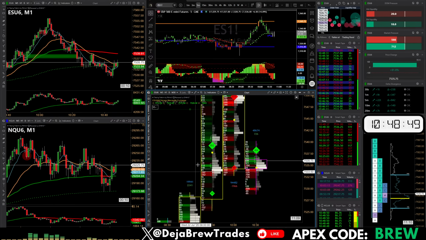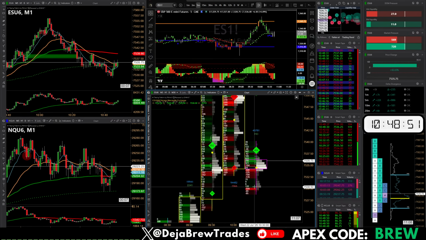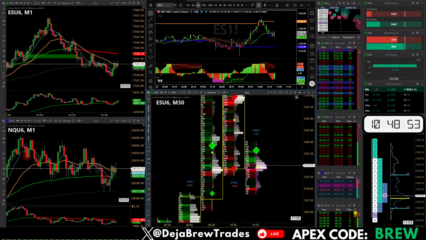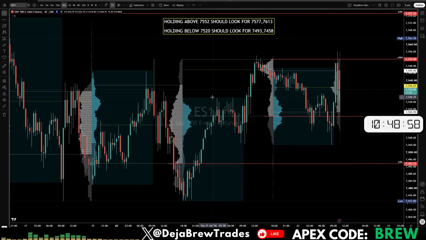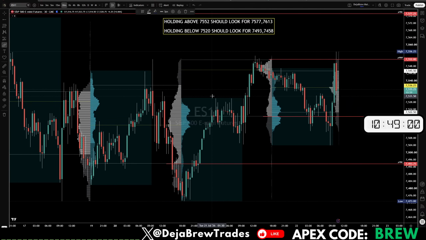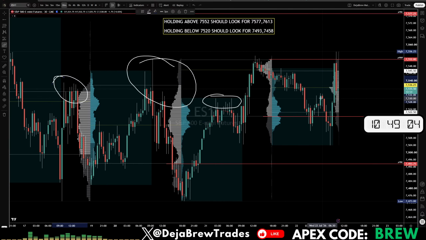A little bit of a sweep here. This is exactly what I said about that 30 level. That 30 to 35 is that same level we talked about yesterday. That was acting like a very strong high. And now they're trying to flip it.